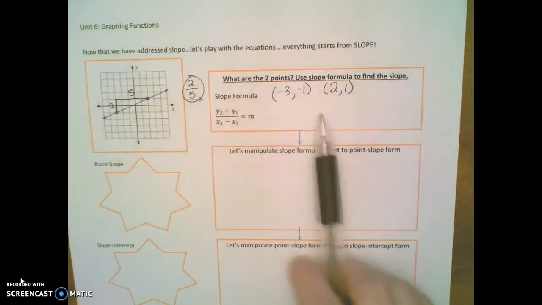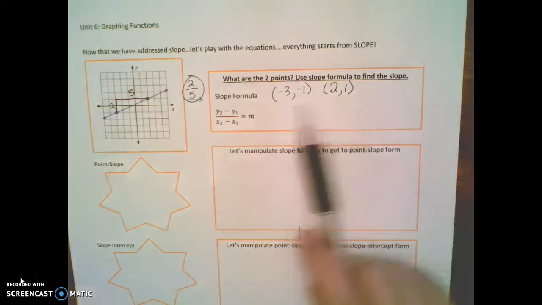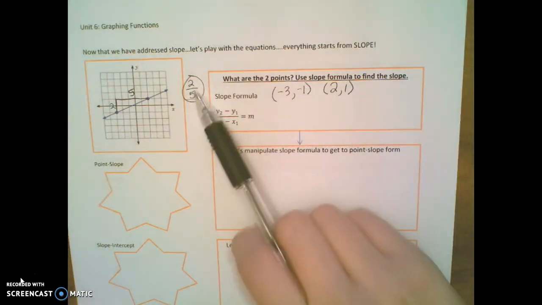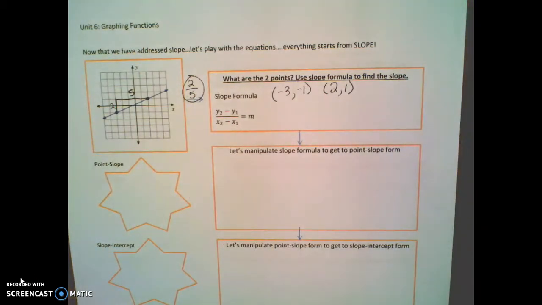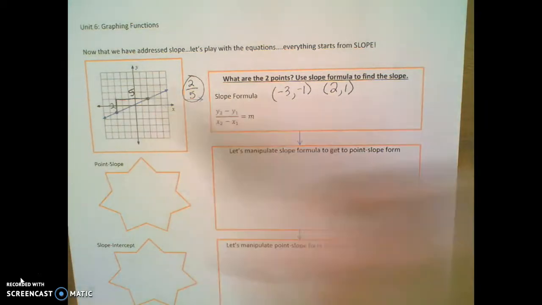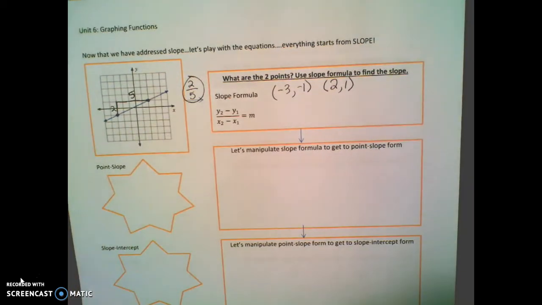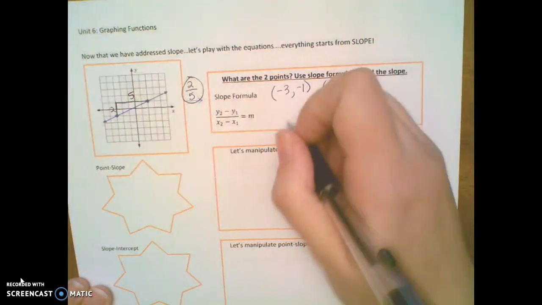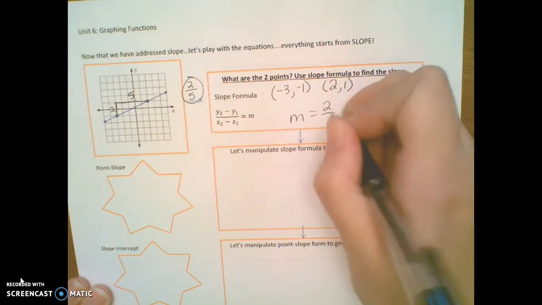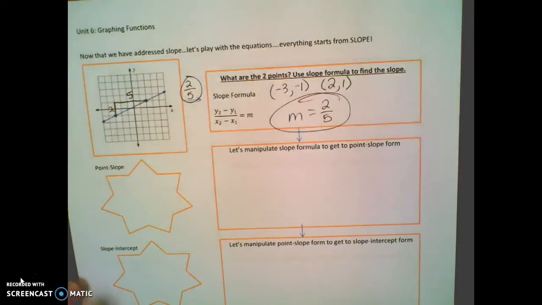If you feel like you need some practice on the slope formula, go ahead and give that a try. See if you get 2/5. Otherwise, for efficiency's sake, if the graph is already drawn, we might as well just do rise divided by run with the steps. Either way, we know that our slope is 2/5.